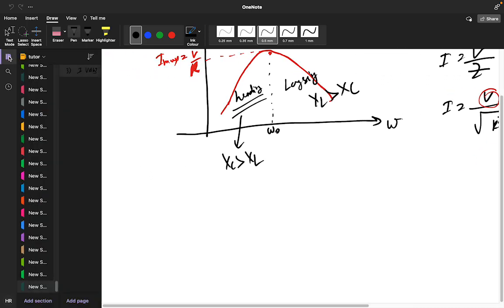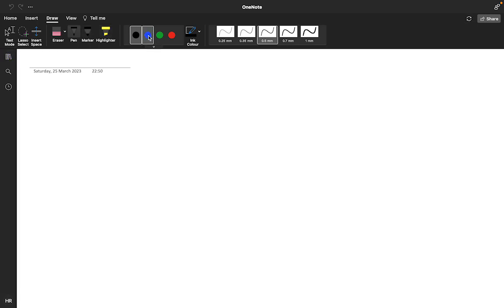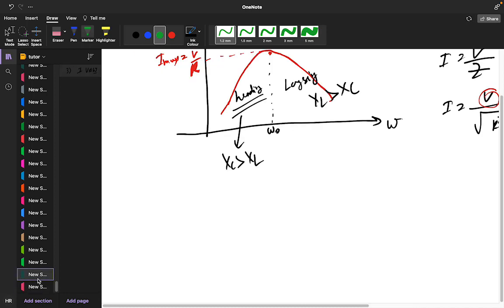Now, another graph. That is phi versus omega, not omega naught, omega. So in the first case, I am assuming omega is less than omega naught, that is, my resonant frequency value is greater than this omega value. So in that case what will happen? See the cases, see the cases.